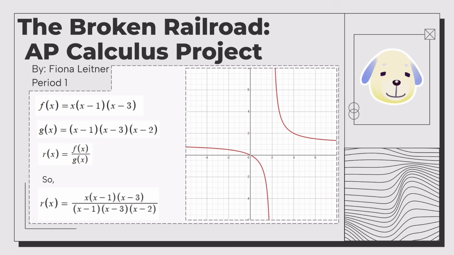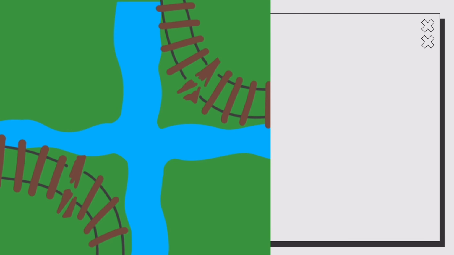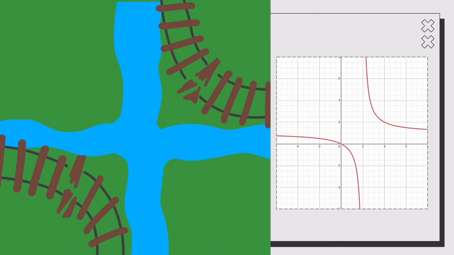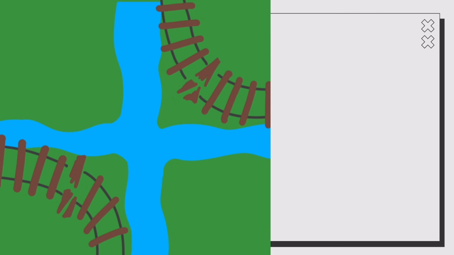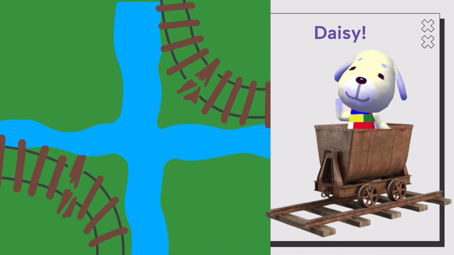As you can see, here is my rational function, r of x, and here is its graph on the right. So my function is modeling a railroad. As you can see here, it matches up, and later into the slides I will explain why there are breaks in the railroad and water as a river blocking the railroad. And my character that I'll be using for this is Daisy from Animal Crossing. As you can see here, she's going to be the one going across the railroad.